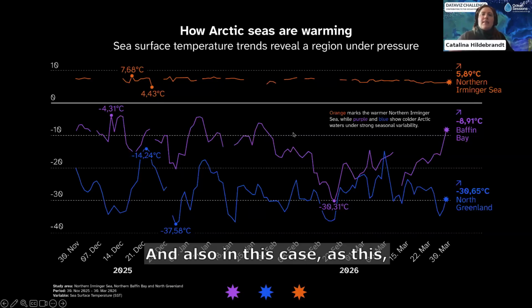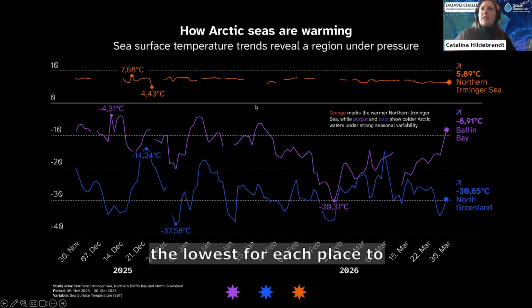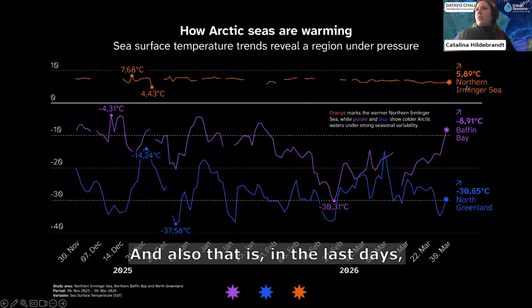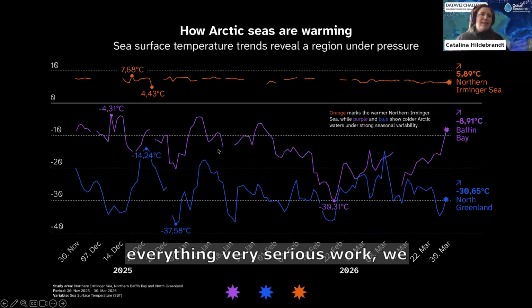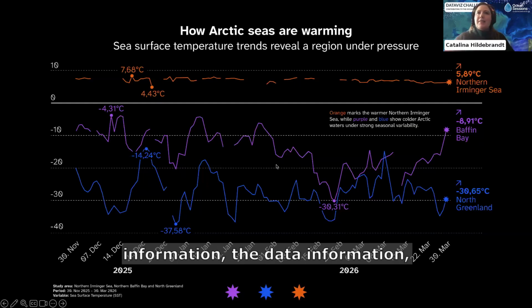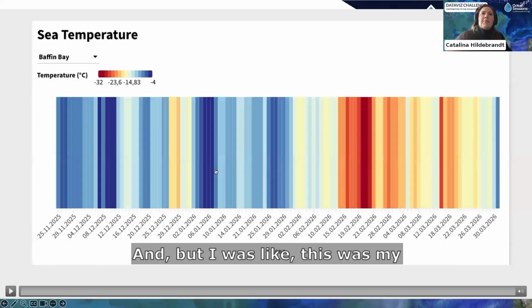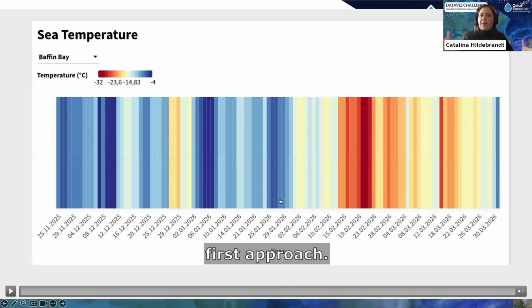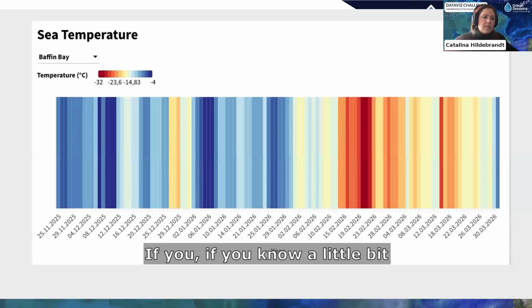Also in this case, let's say this is for a newspaper, I chose the highest and the lowest for each place to showcase it. And also that the temperature has been increasing in the last days. Also in a newspaper, as in all serious work, we always put the data information, because it's very important to give credibility to our piece. But this was my first approach, okay? I wanted to tell you that I used Illustrator for the second one. If you know a little bit of Illustrator, that is great. I didn't do anything very complex.